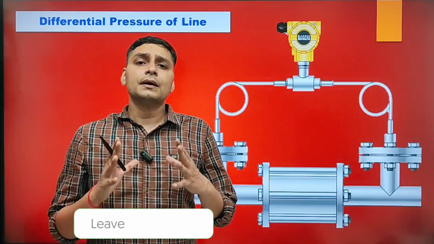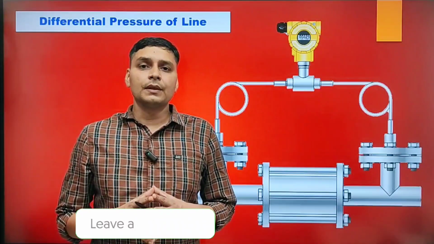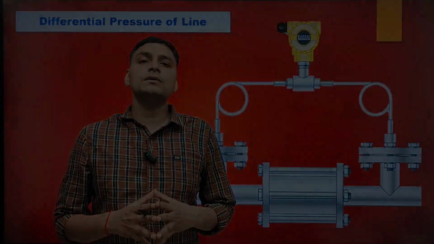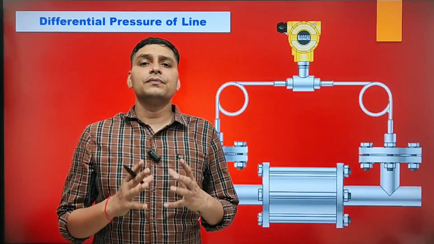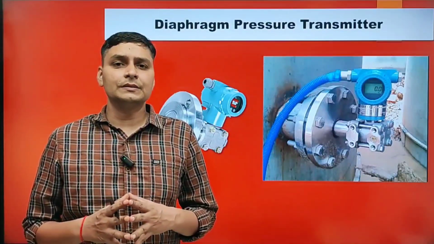You people reply, DP type transmitter is used for which application in your industry? Whether it is used for level measurement, whether it is used for flow measurement, or it is used for differential pressure measurement. Next pressure transmitter is diaphragm type pressure transmitter.